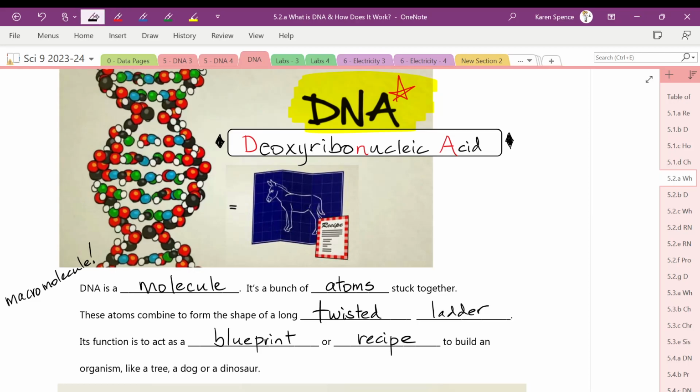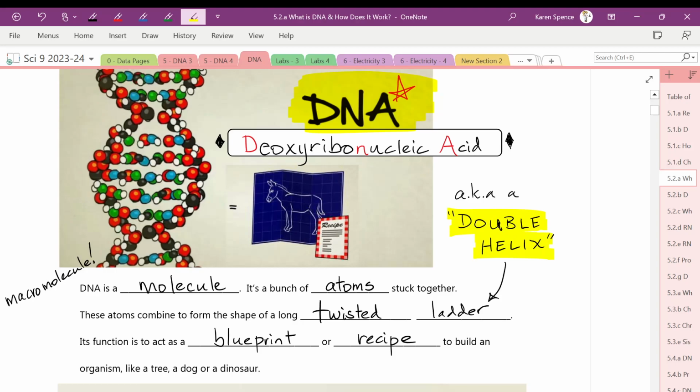And actually, I'm going to give you another word here. The twisted ladder is also known as a double helix. So what is a double helix? A double helix is just a twisted ladder. Have you guys ever heard of a helix before? A helix is basically a spiral. And so what we've got is two things that spiral around attached to each other. That's why it's called a double helix. Okay, and we're going to star that one as well.